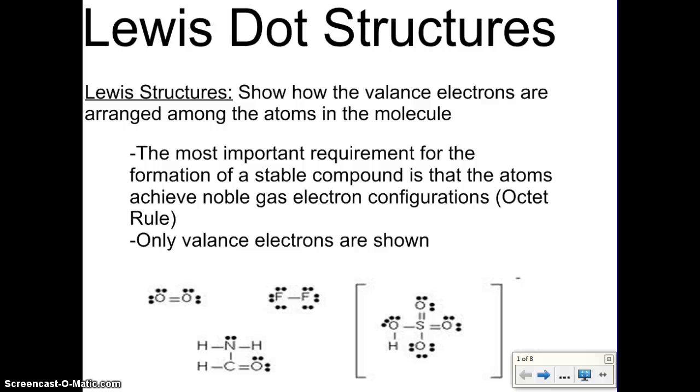Hey guys, we're going to look at Lewis dot structures for today. Tomorrow we're going to look at VSEPR, valence shell electron pair repulsion, and that's going to require you to be able to draw Lewis dot structures fairly competently. So I want to make sure you guys know how to do this.